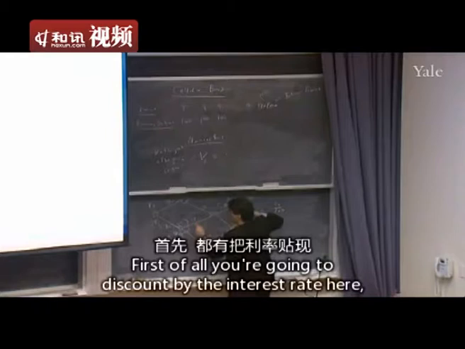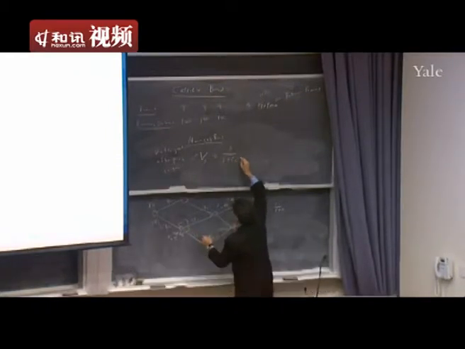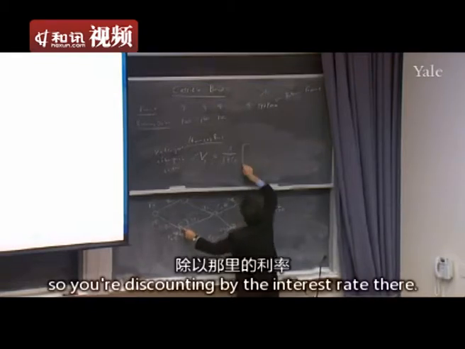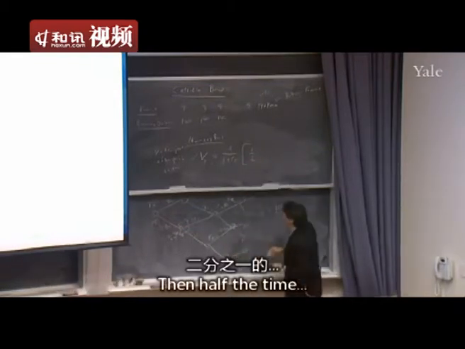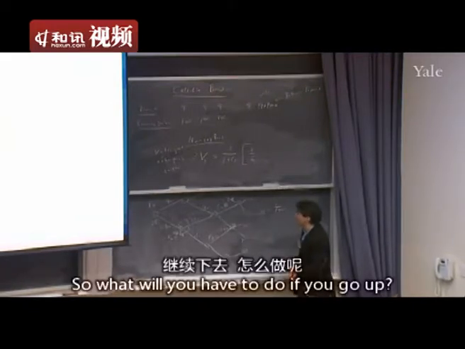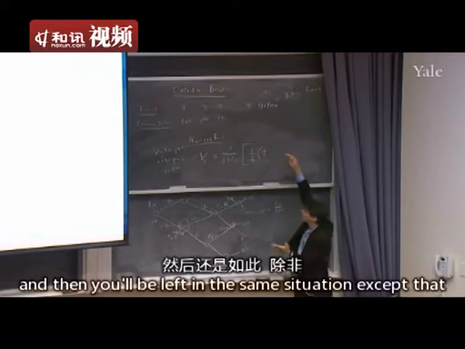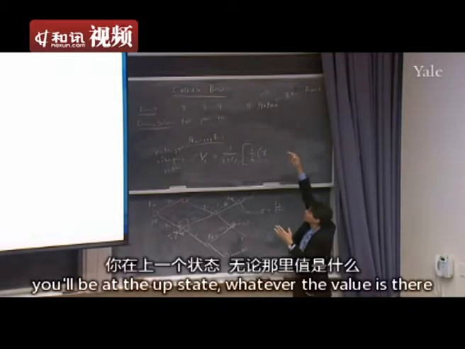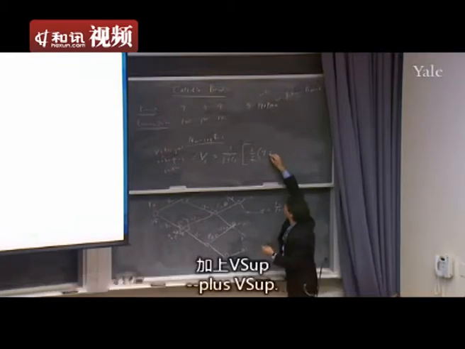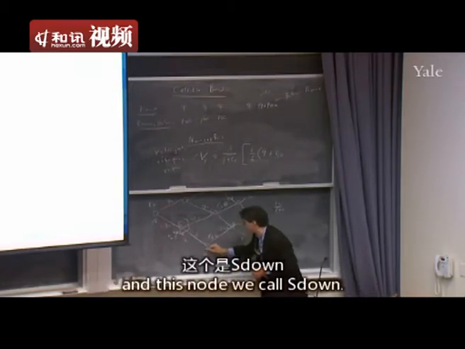So first of all, you're going to discount by the interest rate here. So it's 1 over 1 plus RS. So you're discounting by the interest rate there. Then half the time, you'll go up, okay? And so what will you have to do if you go up? You'll have to pay 9, because that's the required payment. And then you'll be left in the same situation, except that you'll be at the up stage, plus VS up. Okay, if this node is S, this node we call S up, and this node we call S down.